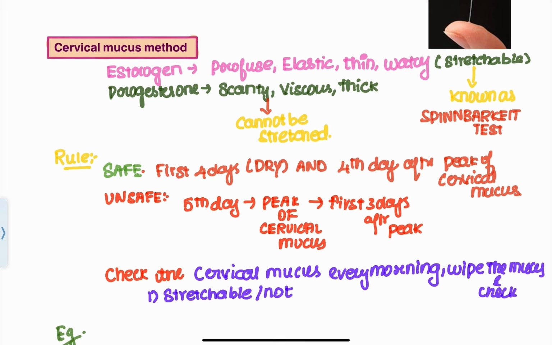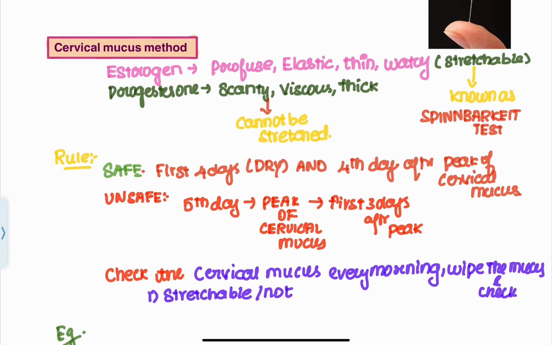The cervical mucus method is based on the fact that during the first half of the menstrual cycle, estrogen is the hormone which is predominant. And during the second half of the menstrual cycle, progesterone is the hormone which is predominant. So if progesterone is coming into play, it means that ovulation has occurred. So with respect to the characteristics of the cervical mucus, we are going to determine the day of ovulation. How? Under the influence of the hormone estrogen, the cervical mucus has different characteristics, and under the influence of the hormone progesterone, the cervical mucus has some different characteristics.